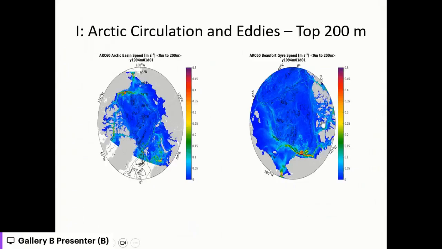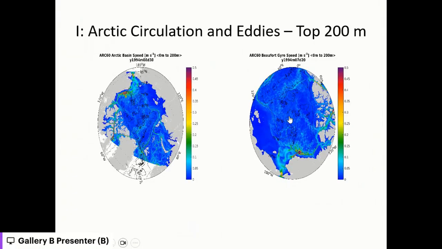And as an example of that, I've got 2 movies. One on the left is the entire Arctic Ocean, and the one on the right is a blow up of just the Beaufort Gyre region. And what I'm showing is the average speed over the top 200 meters. You can really start to see eddies forming, currents, how variable the flow is. Not just a mean average flow.